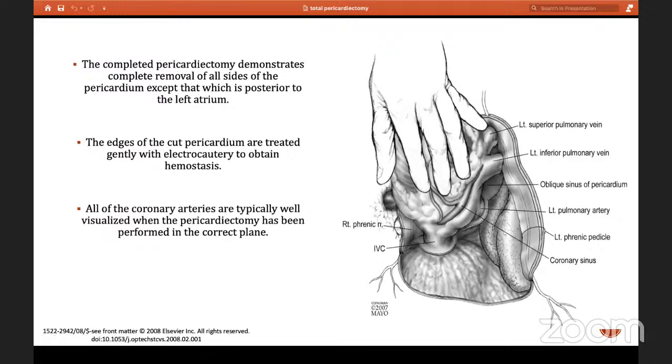The completed pericardiectomy demonstrates complete removal of all sides of the pericardium, except that which is posterior to the left atrium. The edges of the cut pericardium are treated gently with electrocautery to obtain good hemostasis. All of the coronary arteries are typically well visualized when the pericardiectomy has been performed in the correct plane.